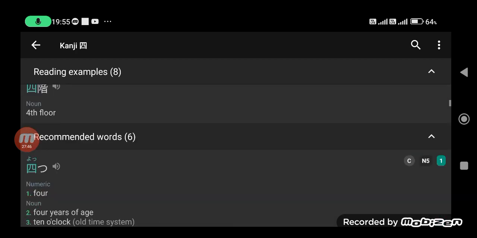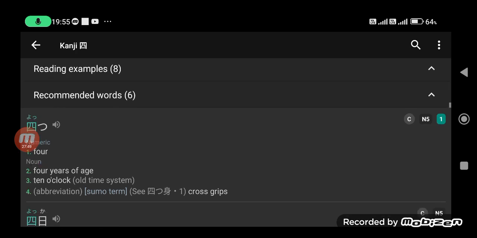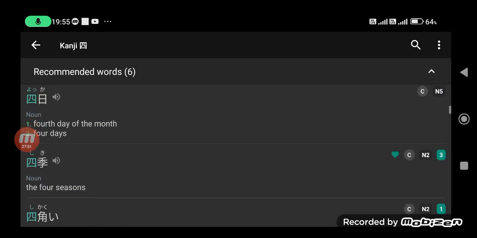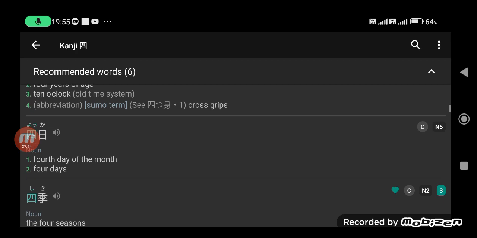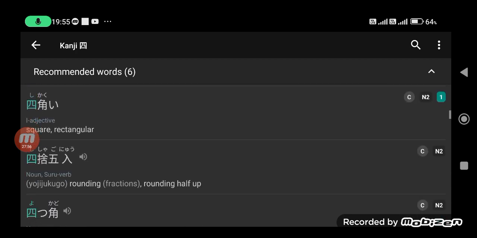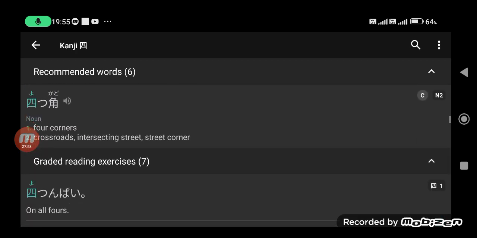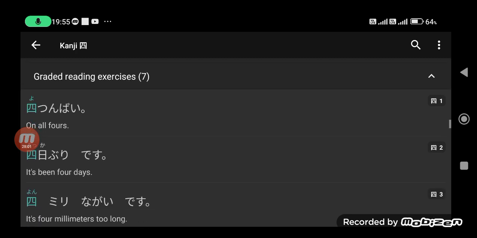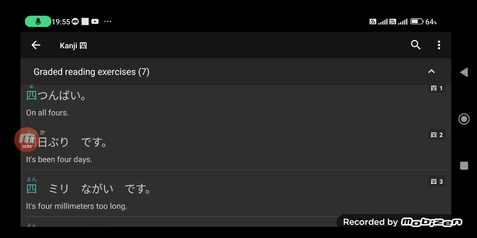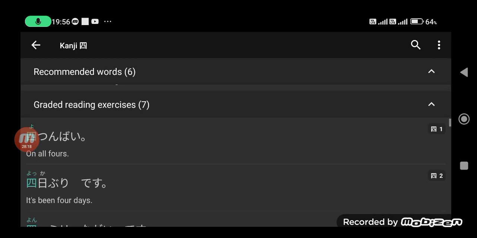So again, we jump up. We're running out of time. In the interest of time, I want you to first screenshot these vocabularies. Okay. In the interest of time, let's see some common expressions. On all fours, yotsunbai, or four times, yonbai. Yotsunbai, on all fours. Or let's see this expression: it's been four days, yokaburi desu.